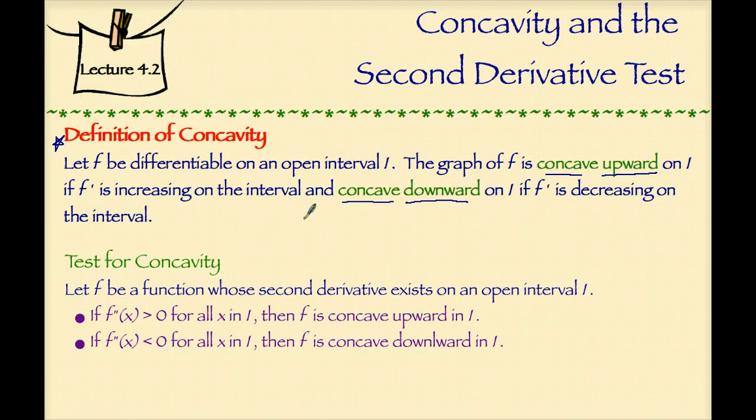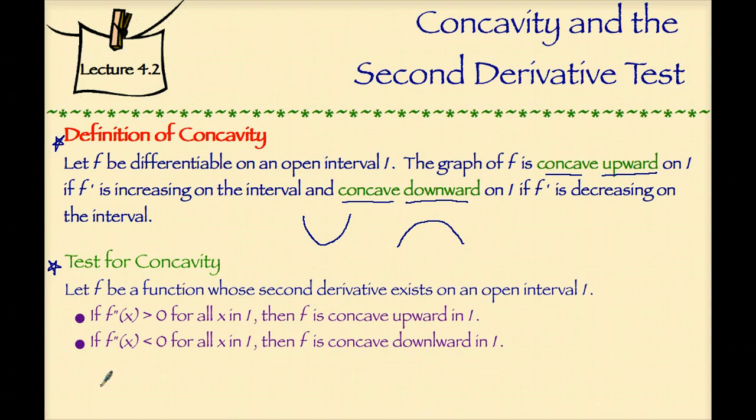A portion of the graph which would kind of look like a cup, it would hold water, is concave up. A portion of the graph which kind of looks like an upside down cup, it wouldn't hold water, is concave down. Now let's see how we will test for concavity using the second derivative.